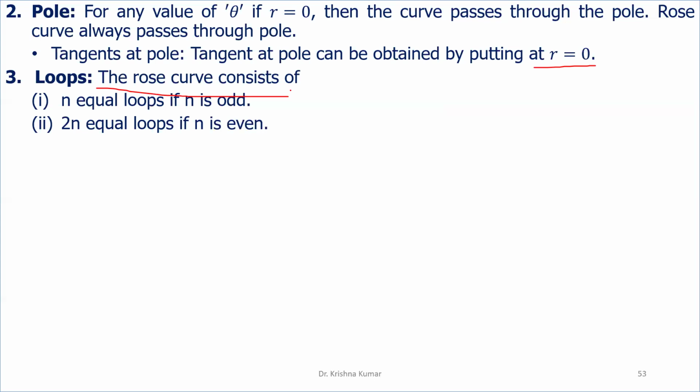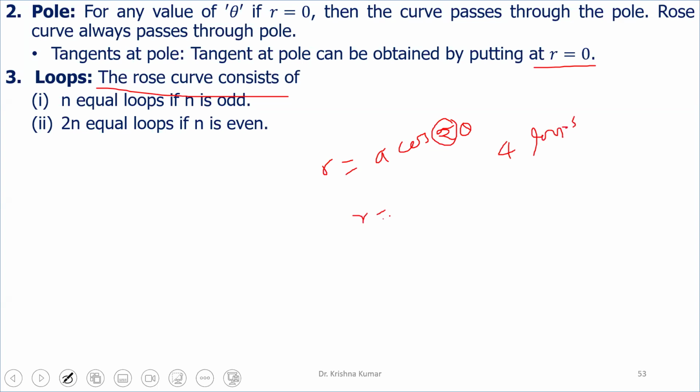This is very important. What does it mean? For example, suppose we are given r equal to a cos 2 theta. Since the value of n is even, we get four loops. Suppose r equal to a sin 3 theta. Here the value of n is 3, so we get the same number of loops, so it is 3 loops.